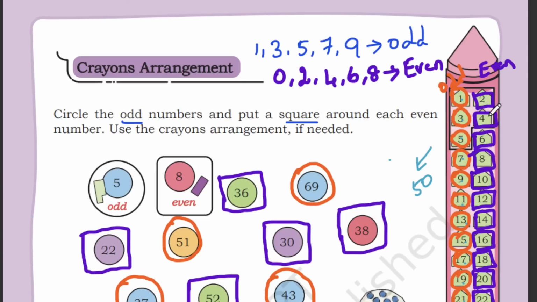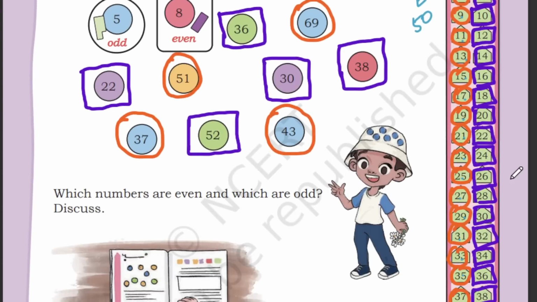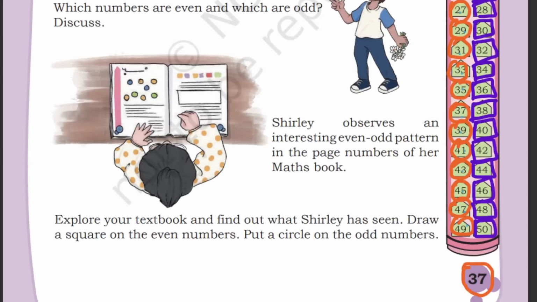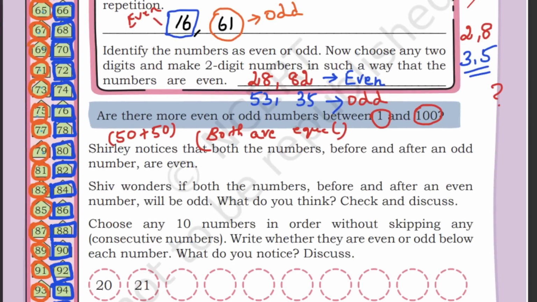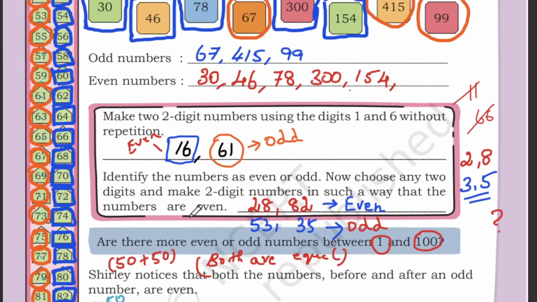And counting the even numbers, 1, 2, 3, up to 50. So we are getting 50 even numbers. So 50 plus 50 is equal to 100. So both are equal.